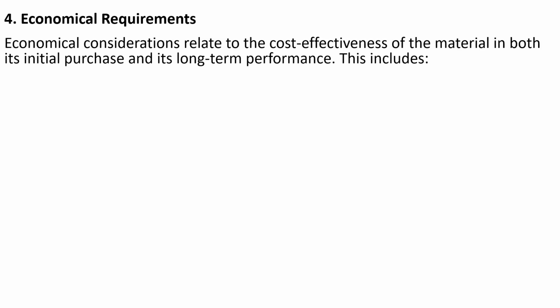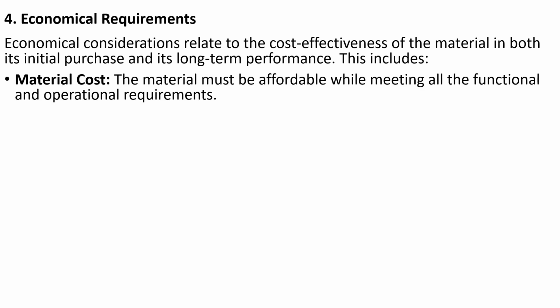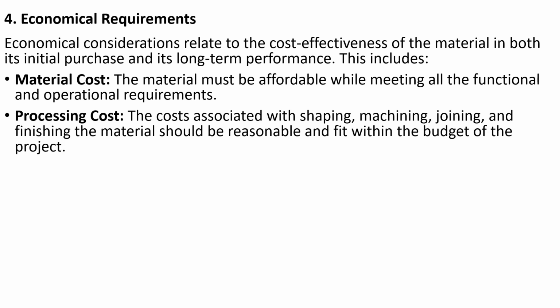Now let's come to the fourth requirement, that is economical requirement. Economical requirements are essential in evaluating the cost effectiveness of materials, considering both initial purchase price and long-term performance. This includes material cost. It is a primary factor, as the selected material must be affordable while still meeting all the functional and operational specifications. Additionally, the process cost must be reasonable. These include expenses related to shaping, machining, joining, and finishing the material, which should align with the project budget.